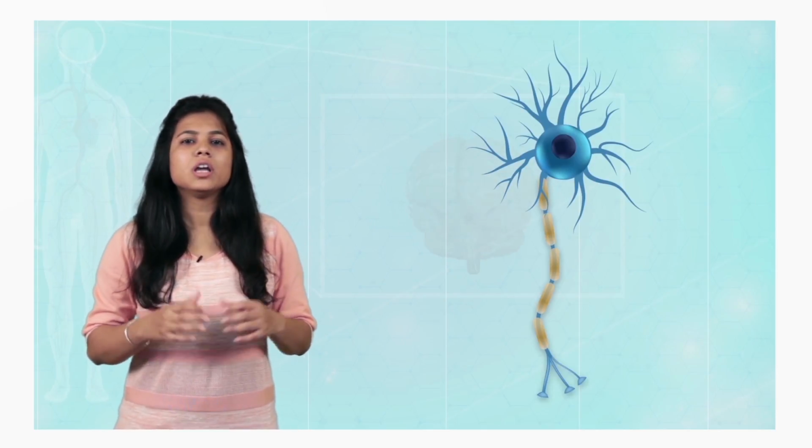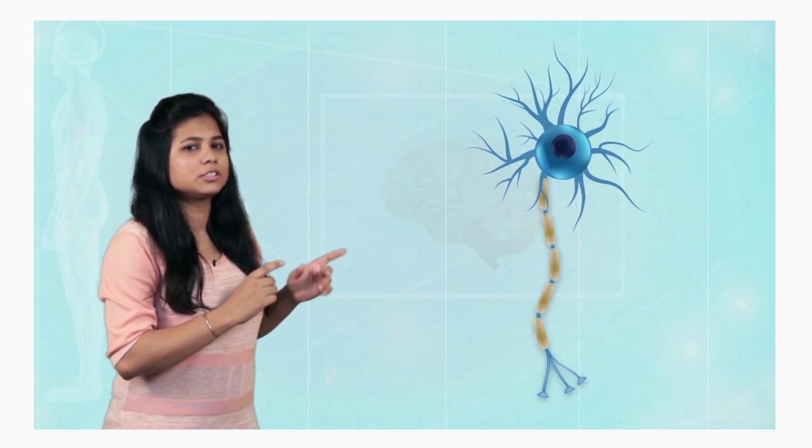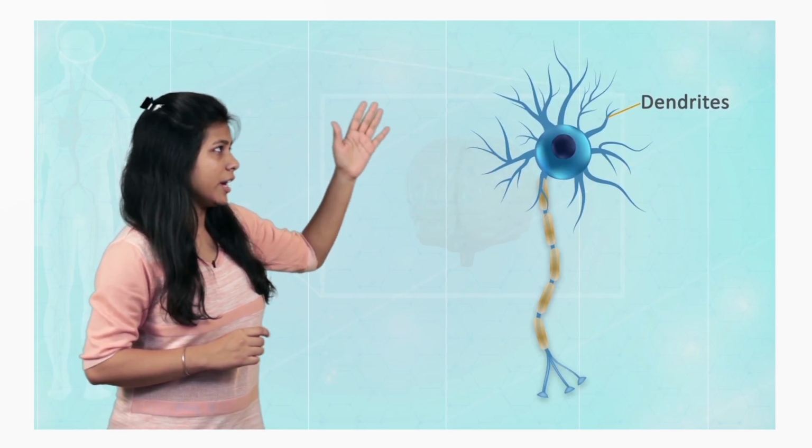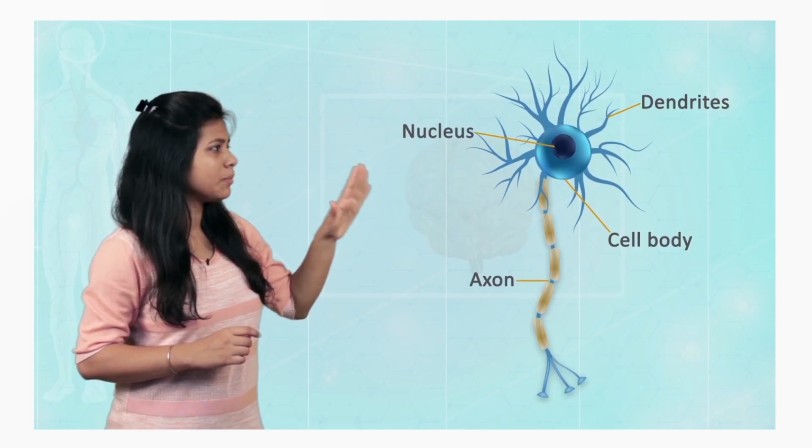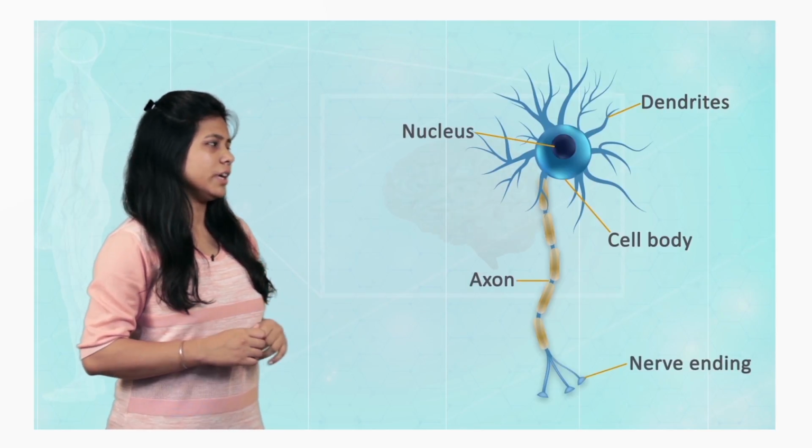There are trillions of nerve cells in the human body. Now let's have a look at the various parts of the nerve cell. It has dendrites, the cell body, the nucleus, the axon which has a myelin sheath covering, and the nerve ending.